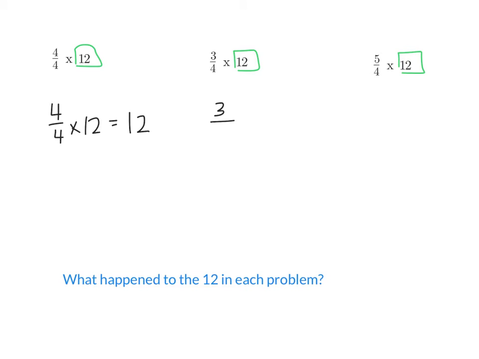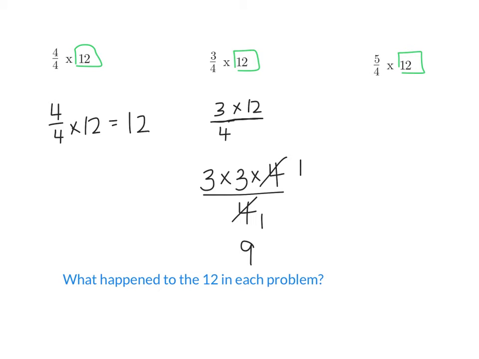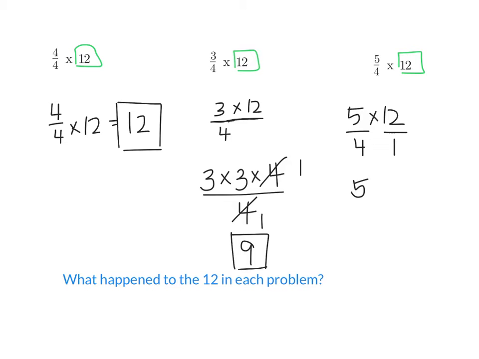What about 3/4 times 12? Well, that equals 3 times 12 over 4. And I can see that there are some similar factors, right? Because 12 is the same as 3 times what? 4 over 4. And these are similar factors. So what's 3/4 of 12? 9. Okay. I'm going to box my answers so that it's clear. Now over here, if I have 5/4 times 12, that's the same as 5 times 12 over 4 times 1. Do we have similar factors again? Yeah, because 12 is still 3 times 4 over 4. And so what do we end up with? 5 times 3, which is 15.